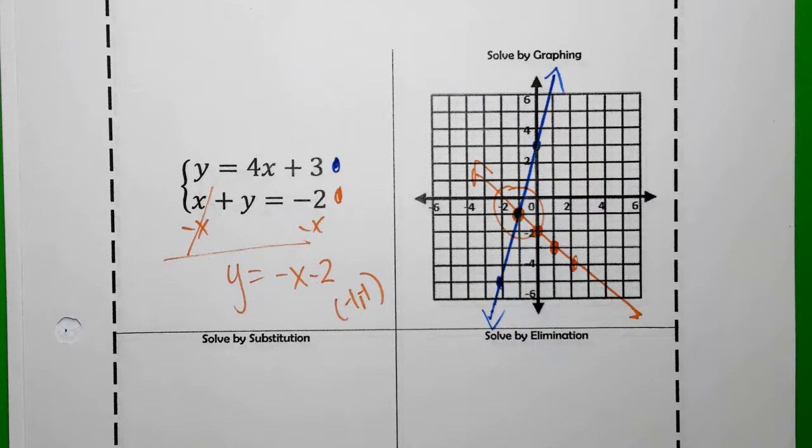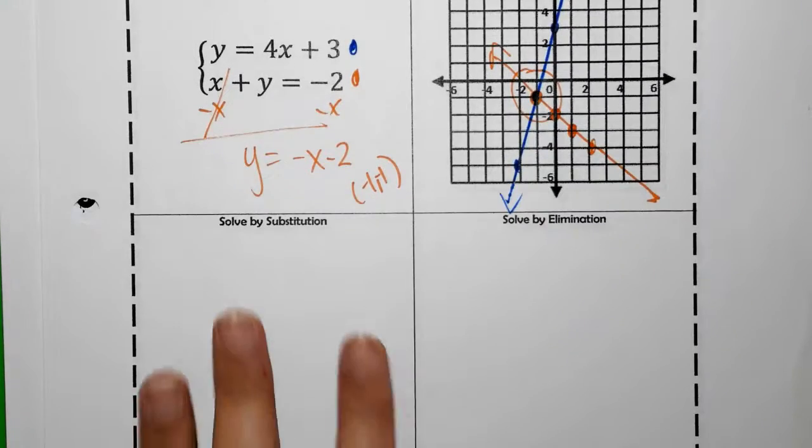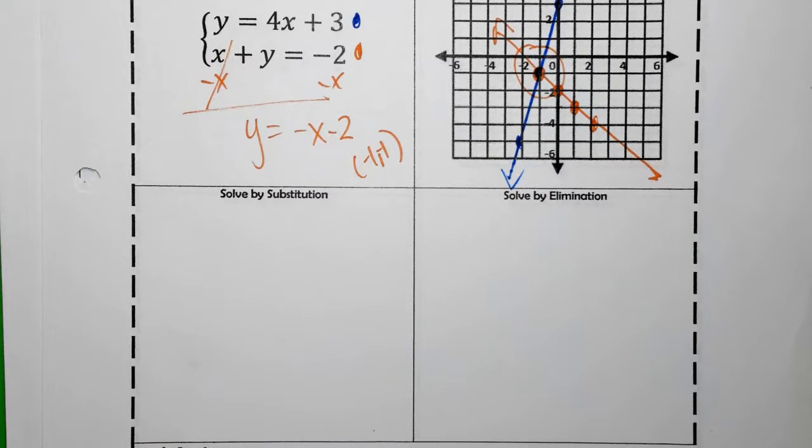So that's what you're going to do each time. You're going to put them in slope-intercept form, you're going to graph, and then you're going to prove that using substitution. So you're going to prove that we have one solution by solving by substitution down here. So let's rewrite our system.